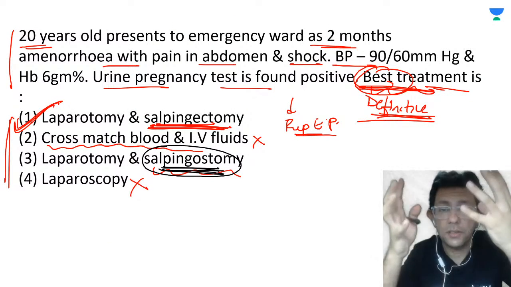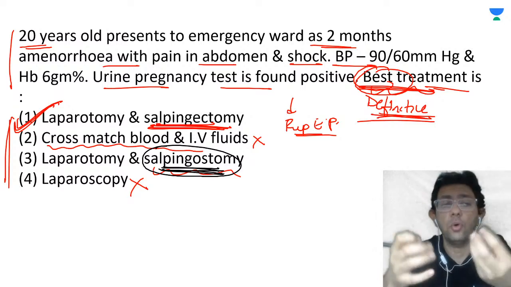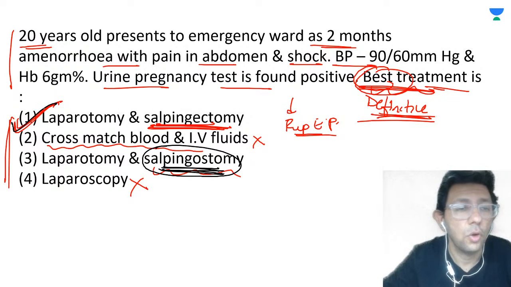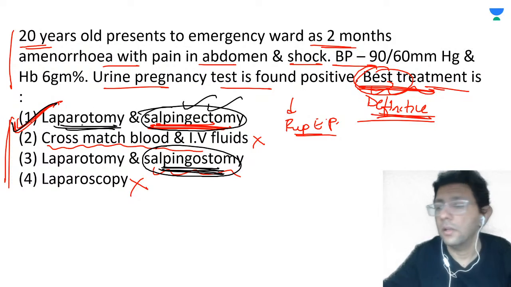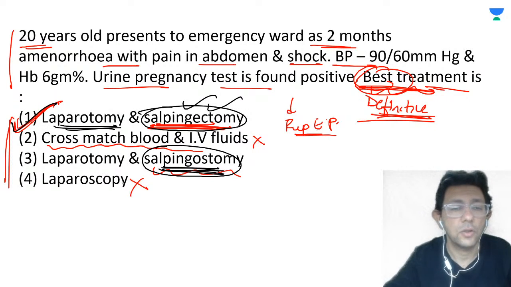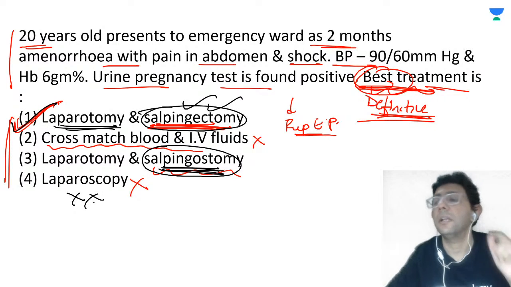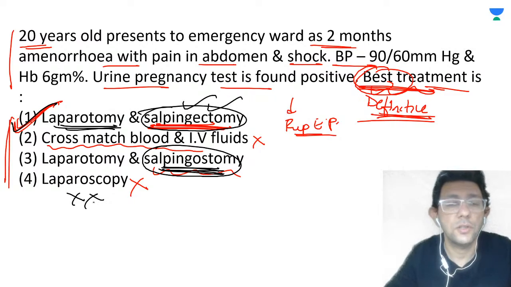Here the whole tube is, it's like a mini bomb blast, the whole tube is torn and tethered. Is this understood to all of you? So salpingectomy is always preferred for the patient, and that is the answer. Yes or no? Laparoscopy is not possible in shock.